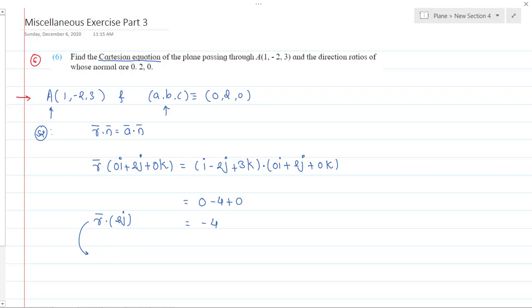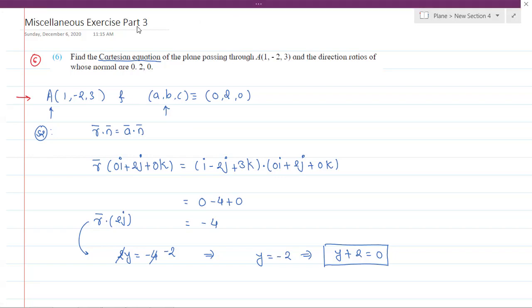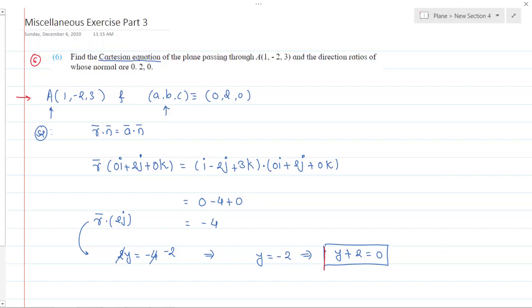So it becomes, we have x and z as 0, so i and k are 0, that's why we have only j, so it becomes only 2y equal to minus 4. So 2 cancels, minus 4 by 2, implies I am having y equal to minus 2, implies y plus 2 is equal to 0. What is this? This is the equation of the required plane. Yes, it's very simple. Put it in a small box so that it will be useful to understand. This is my final answer.